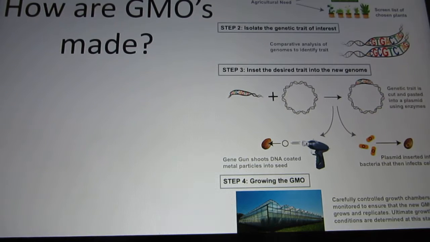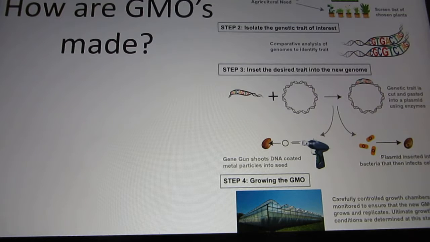How are GMOs made? There are 4 steps. Step 1. This is to pick the trait that interests the farmer. So base it off what the farm needs, and look over different types of the same species of plants to help better your need. Step 2. Leave the genetic trait of interest out, so compare the information of the genomes.